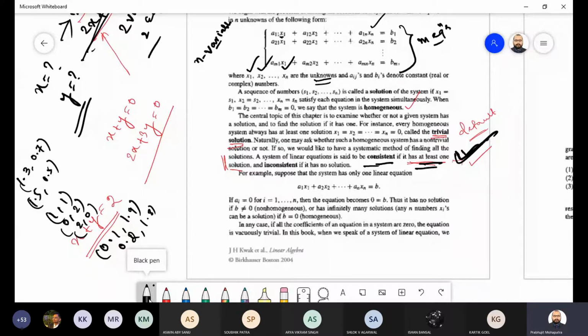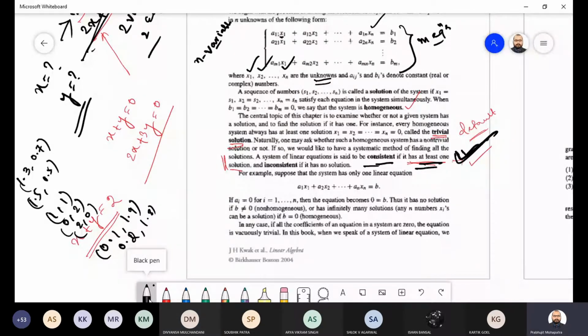Can you give one equation? One equation means a system of equations. Okay, can you give one example which is having no solution? So two parallel planes. Yeah, that is geometrically correct.